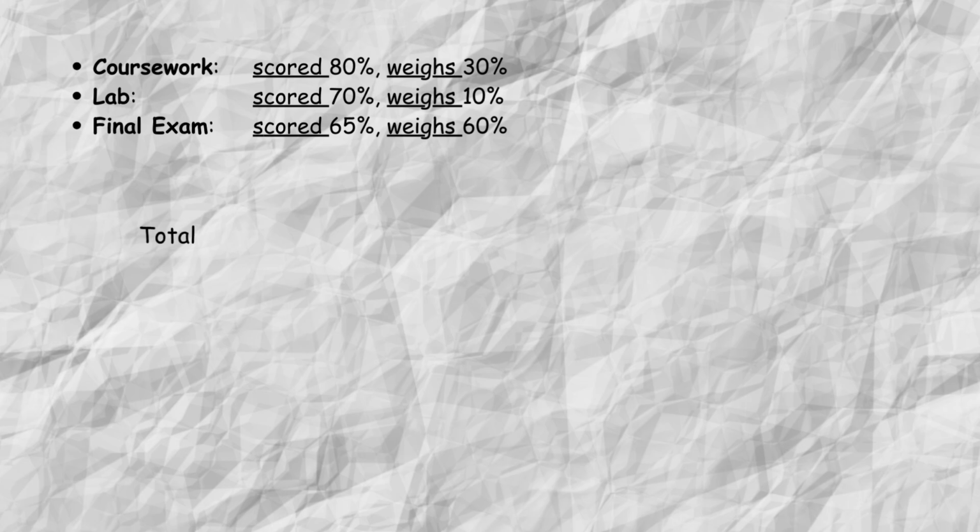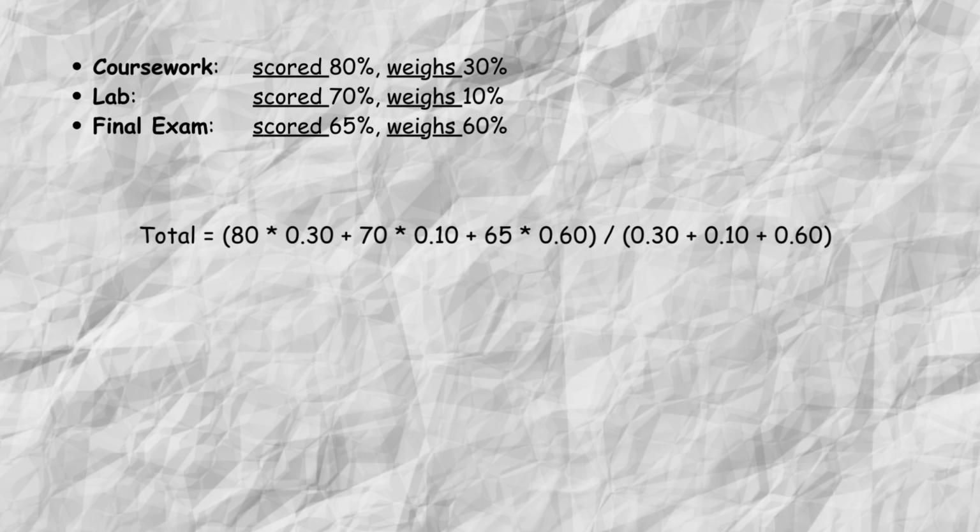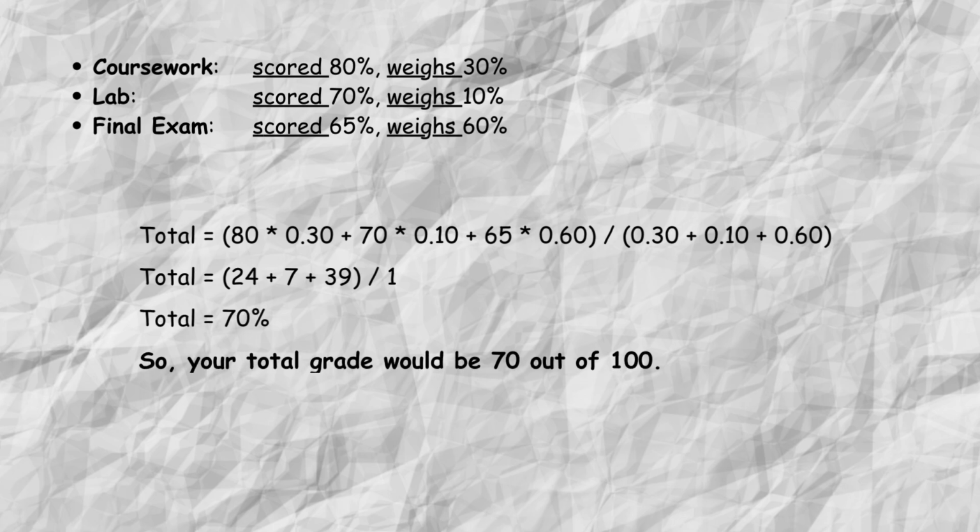Using the formula, total equals 80 times 0.30 plus 70 times 0.10 plus 65 times 0.60, divided by 0.30 plus 0.10 plus 0.60. Total equals 24 plus 7 plus 39 divided by 1. Total equals 70%. So your total grade would be 70 out of 100.